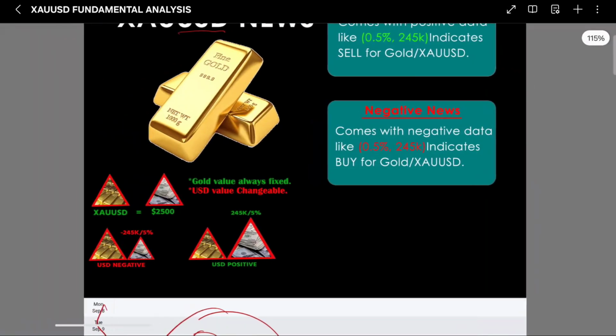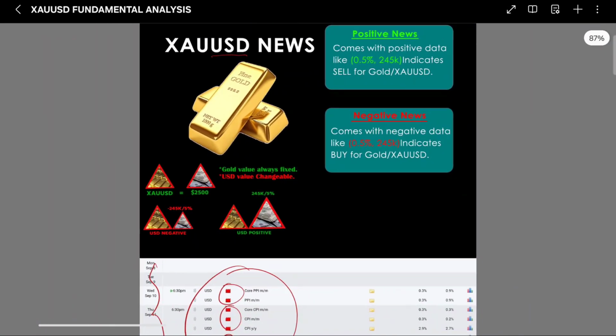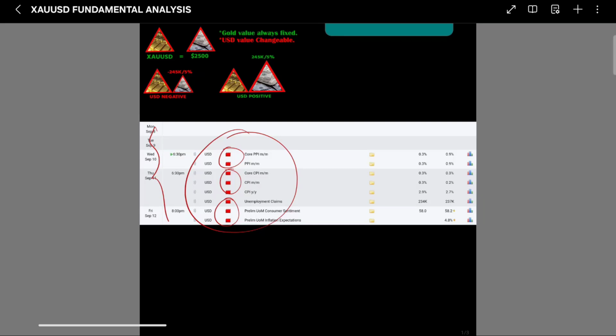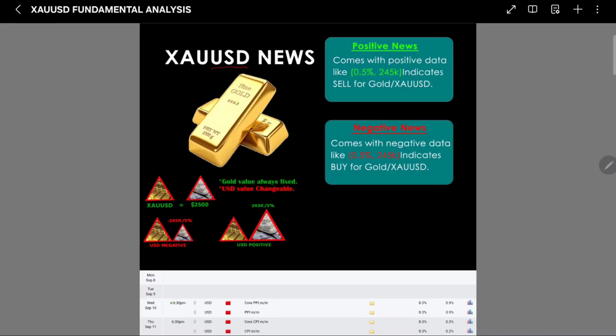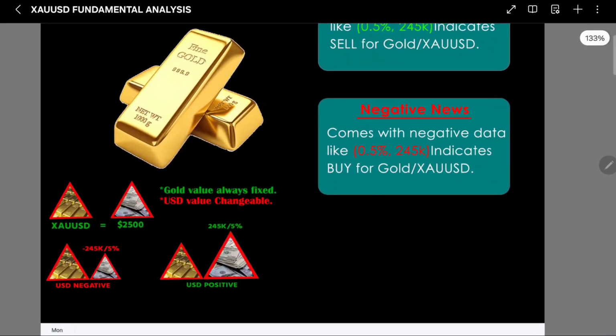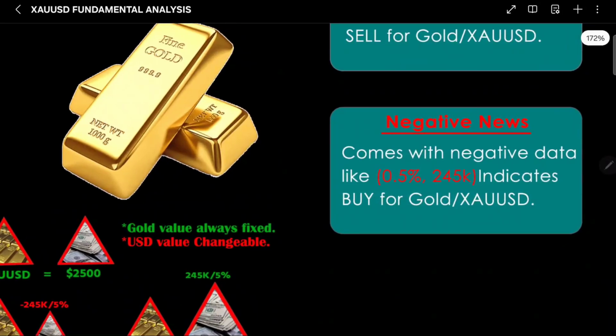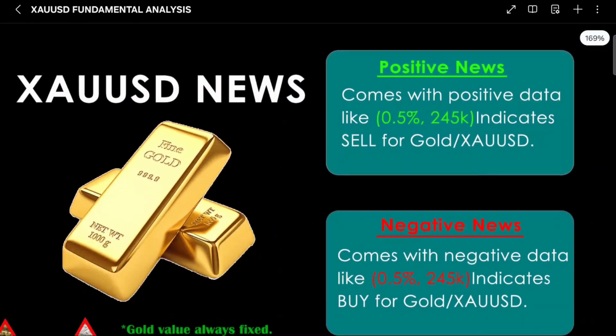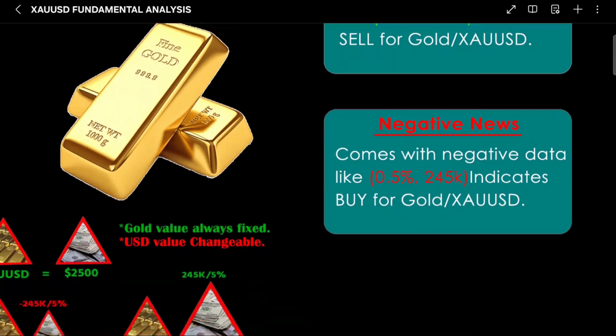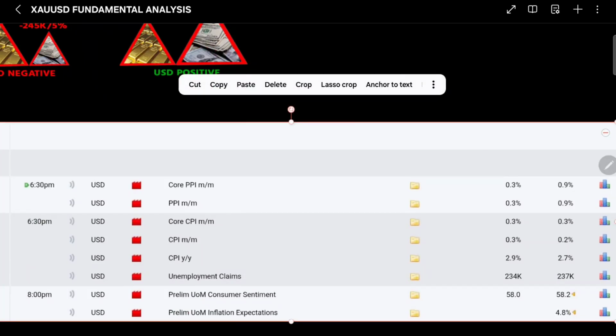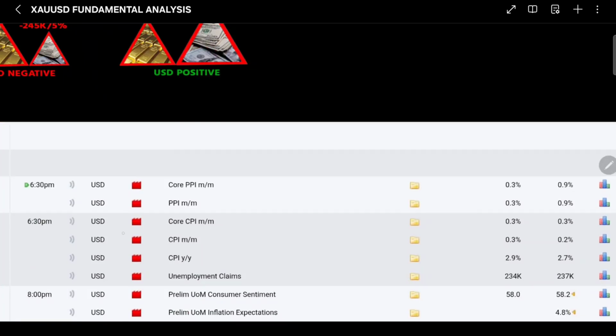Okay, so let's get back to our chart, and let's see how we can use news data to trade in the gold market and make a lot, as we are making a lot in this marketplace. In the beginning, I want to show one thing. There are two kinds of news that come in the economic calendar.